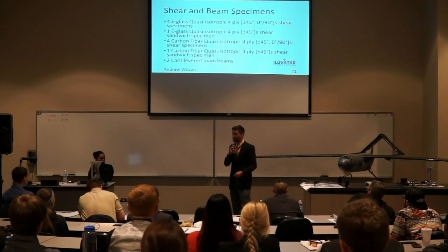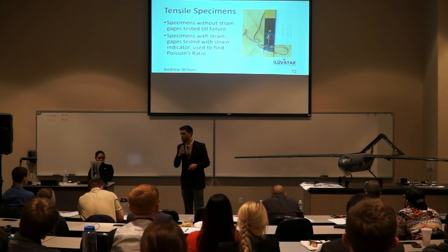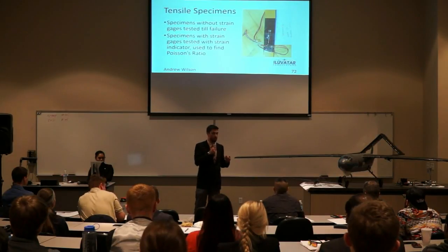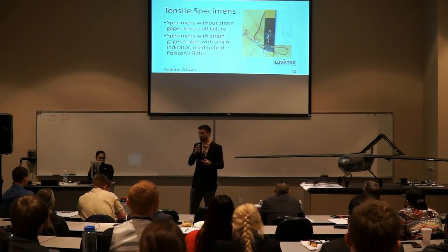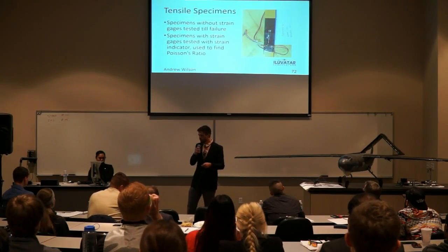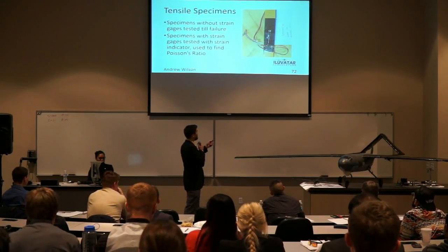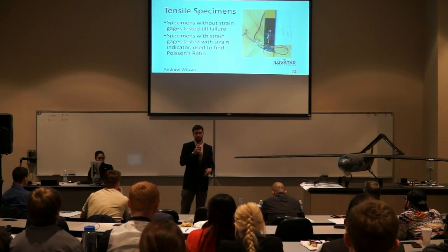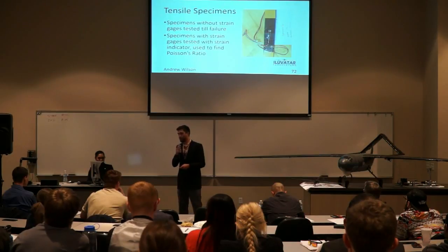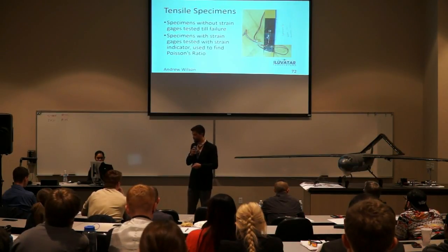And we also had 2 cantilevered foam beams. The tensile test specimens, the ones without strain gauges, were tested until failure, and this was to find the ultimate strength. The specimens with strain gauges, as shown here, have a lateral strain gauge and a longitudinal strain gauge, and that ratio will give you Poisson's ratio. And those were tested to find Poisson's ratio.